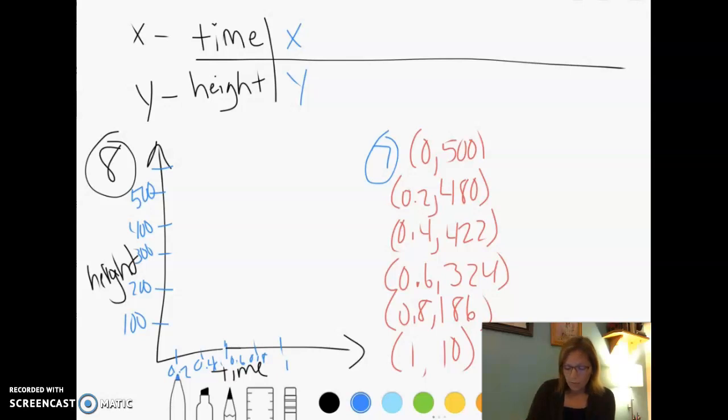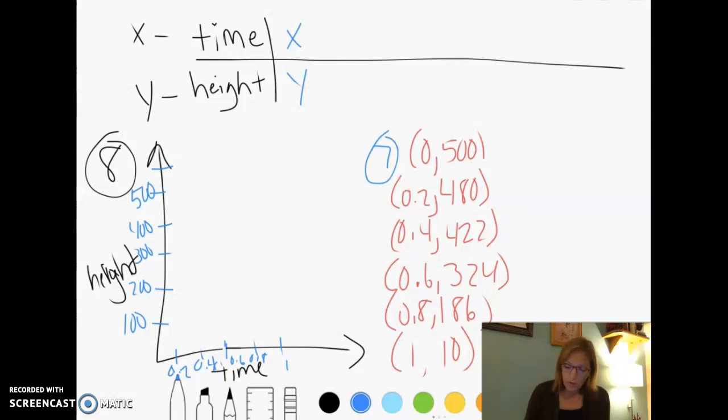So along the bottom, you'll notice I put time, and I'm sorry it's a little bit messy because I'm using this stylus and it's tricky. But I put all my times across the bottom, 0.2, 0.4, 0.6, 0.8, and 1. And then going up is my height. And I just counted by hundreds because there is a large difference in the numbers that I have, so I want to make sure I can fit them all on this graph.